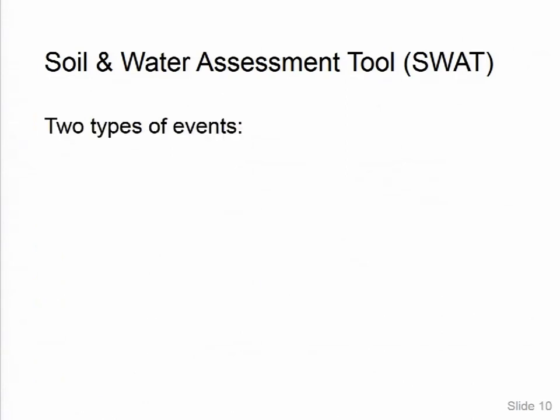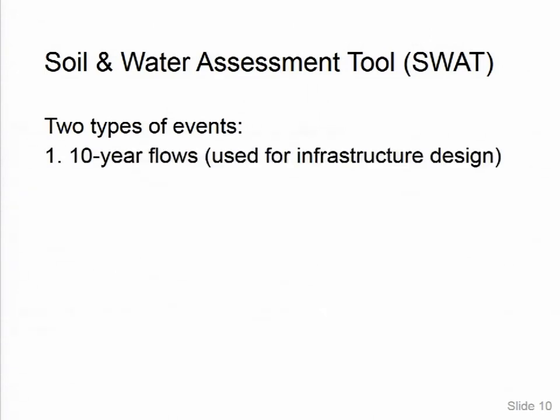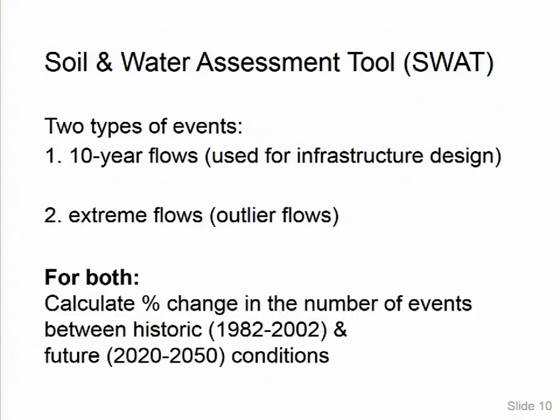For this particular study, we looked at two types of streamflow events. The first are ones that are more commonly used in infrastructure design, these are 10-year flows. And then also extreme flows, and these are considered statistical outliers. The goal for both of these types of events was to calculate a percent change in the number of those two types of events between a historic period and a future period. Particularly, I'm looking at daily streamflow there.